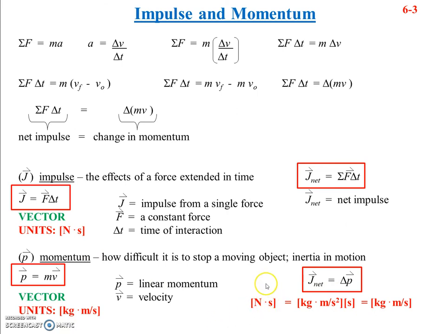It's traditional to use the newton second when we're dealing with impulse because it says force times time. And it's more traditional to use the kilogram meter per second when using momentum because it says mass times velocity. But in the end, it really doesn't matter. They're completely interchangeable.